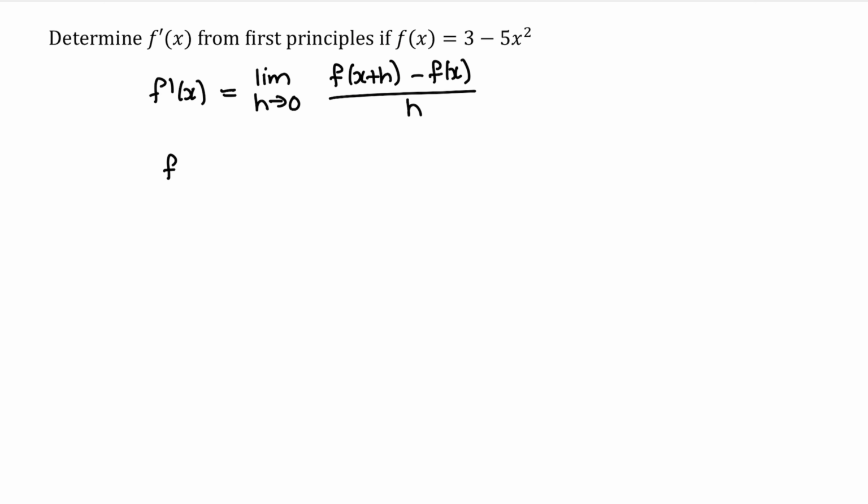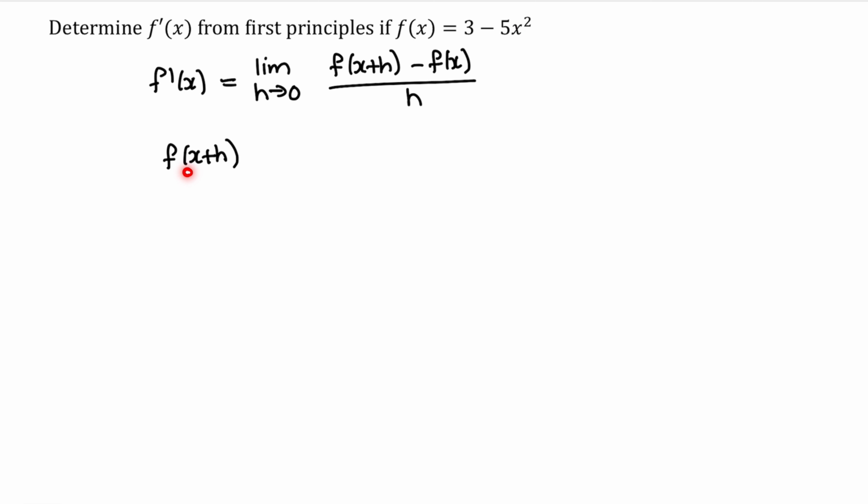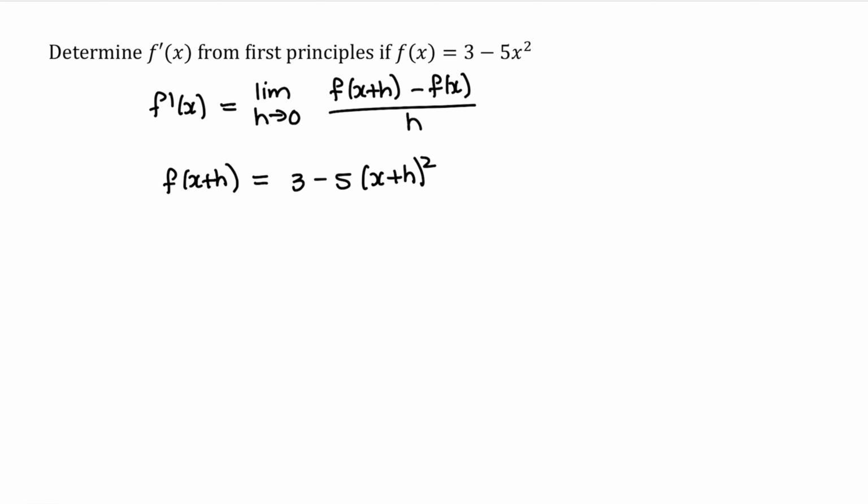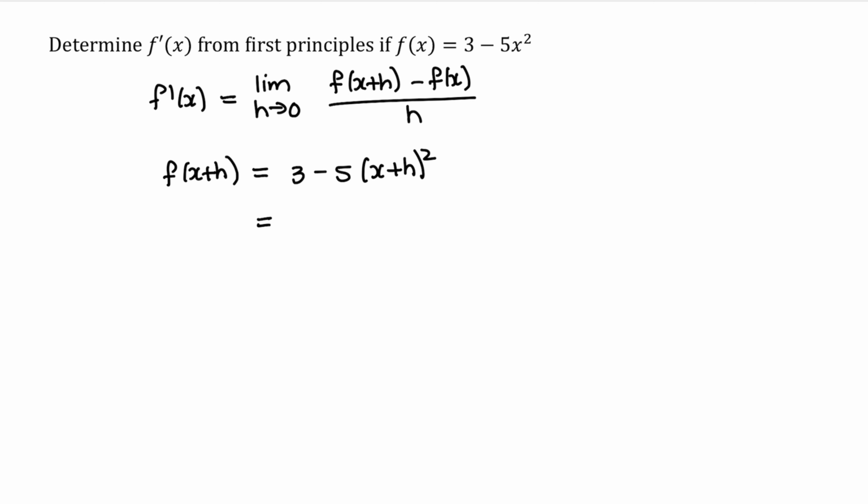Now, what I would like to do is actually find f(x + h) first. So to find f(x + h), I would replace x in my equation with x + h. So to do that, we'll have 3 minus 5(x + h) squared. Next, I'll expand. So this will become 3 minus 5 times (x squared plus 2hx plus h squared).